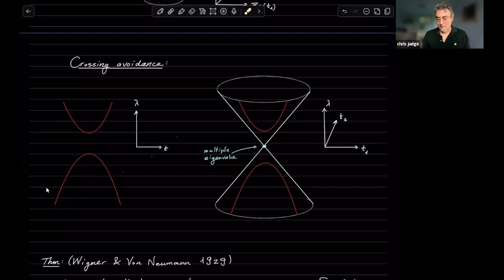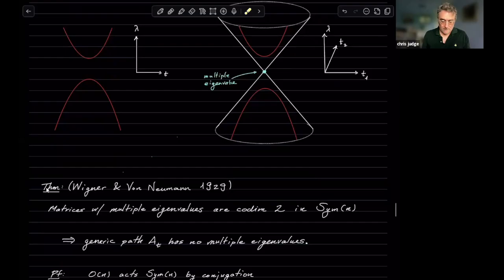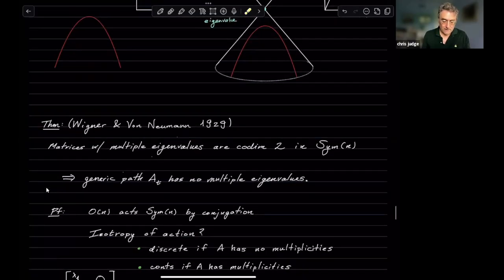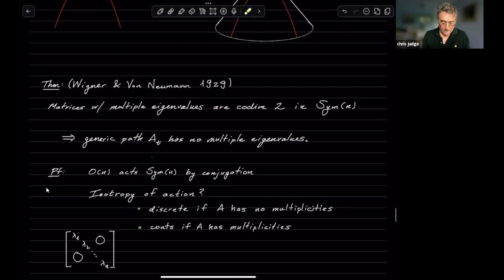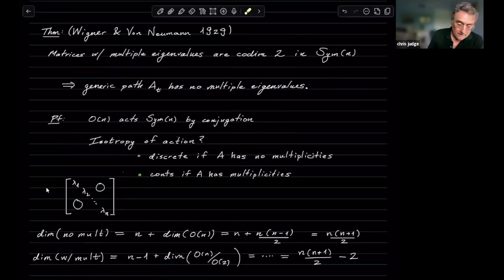Okay, so this explains why this is happening. In fact, this was understood by Wigner and von Neumann in a 1929 paper, another one that you can now translate using your favorite AI. And the idea is that matrices with multiple eigenvalues are codimension 2 in the m by m symmetric matrices. So if I take the m by m symmetric matrices and look at the matrices which have multiple eigenvalues, that's a codimension 2 set.